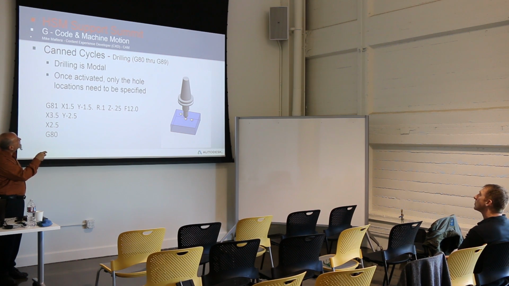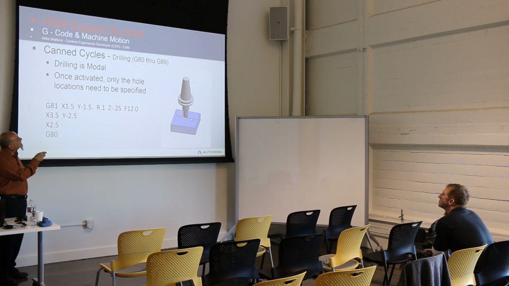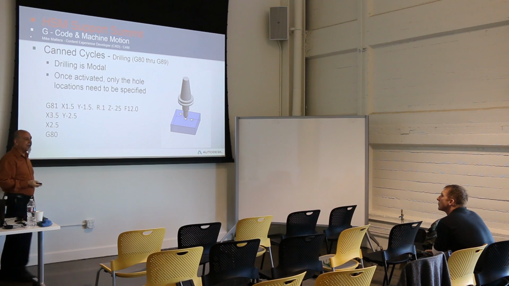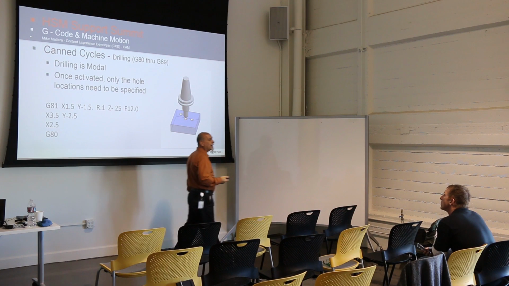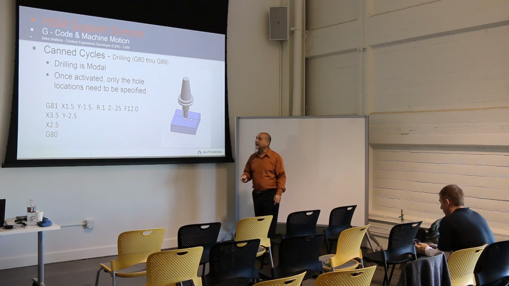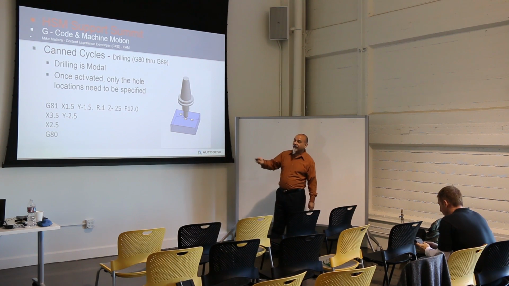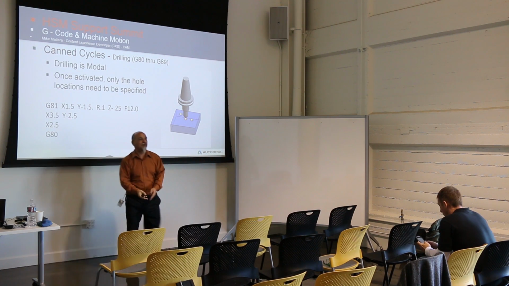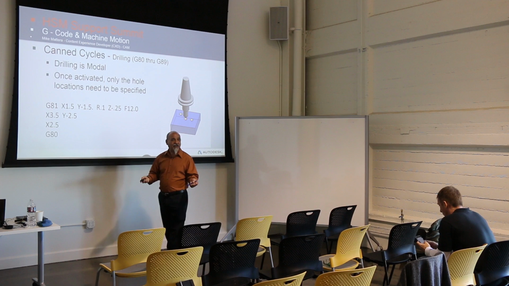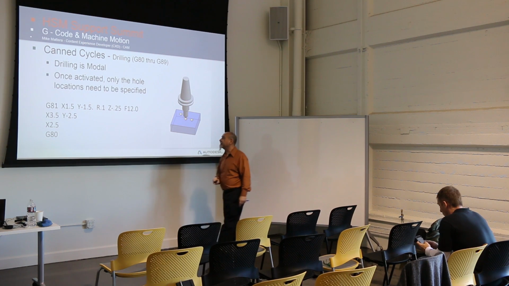And you'll find with a lot of these types of CAN cycle groups that there's always a zero, what I like to call the zero code for the group. And the zero code for the group is the one that turns it all off. Because it's modal, every time it moves, it's going to drill a hole. It's going to move and drill a hole, and move and drill a hole. So there has to be something to tell it to stop, and that's what the G80 does.